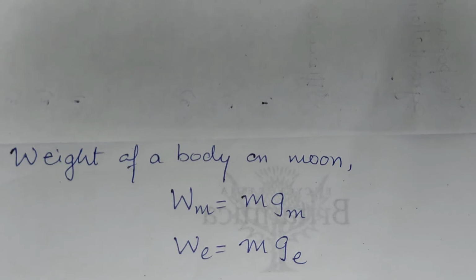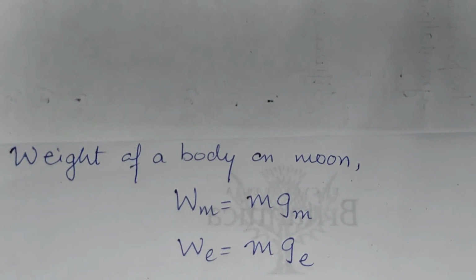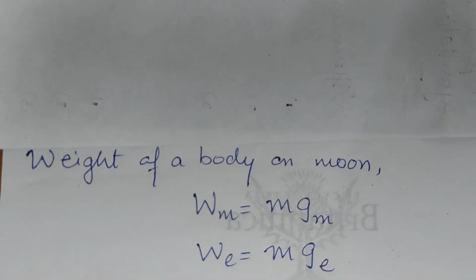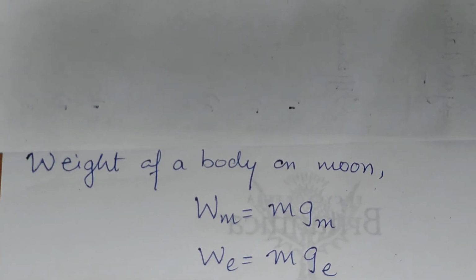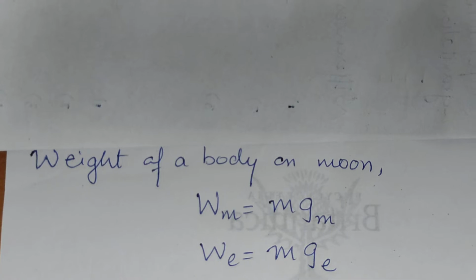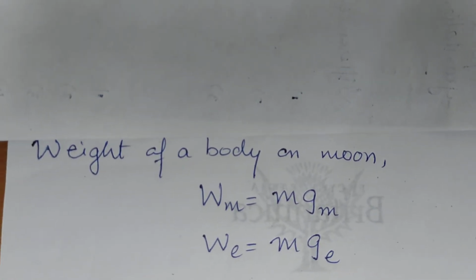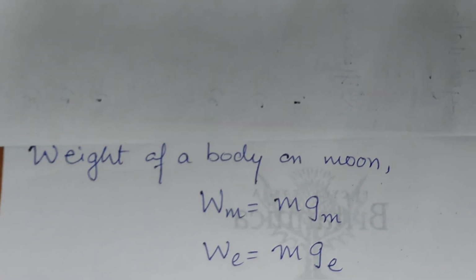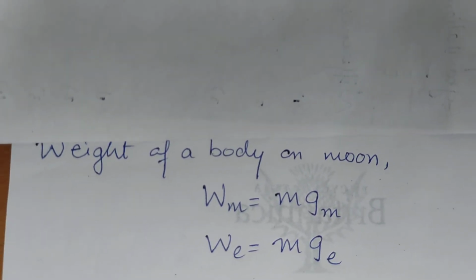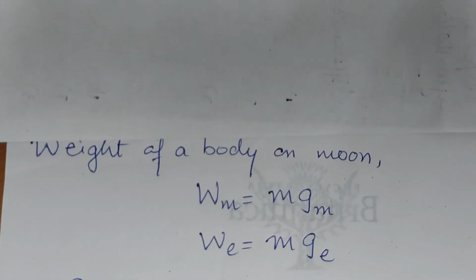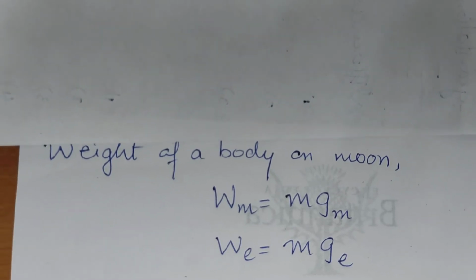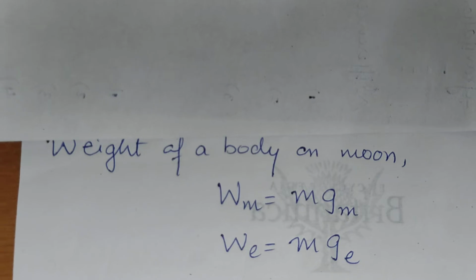Now we have this last topic, weight of a body on moon. Now we know weight is given by the formula mg, where m is mass of the given body and g is acceleration due to gravity. Generally, when we say acceleration due to gravity, it is due to gravity of Earth. But here we are talking about weight of a body on moon. So weight of a body on moon, Wm is m gm, where m is mass of the body and gm is acceleration due to moon's gravity.